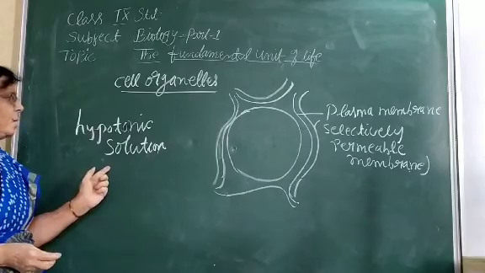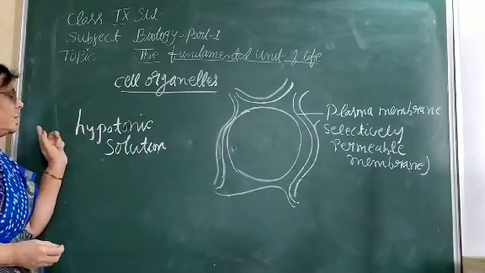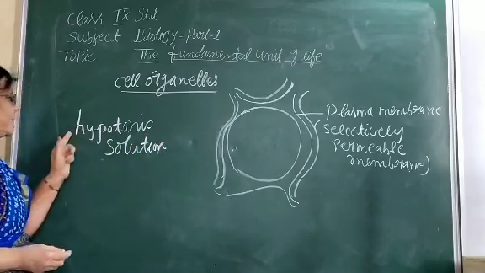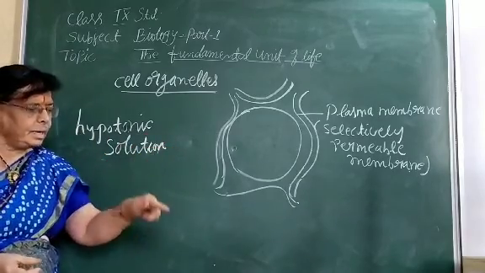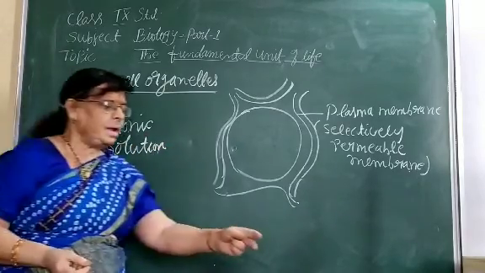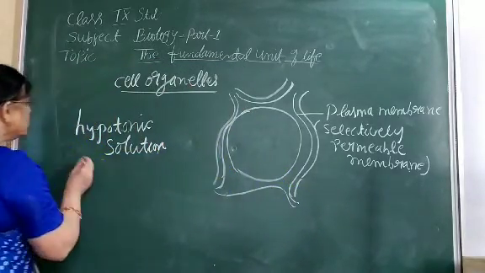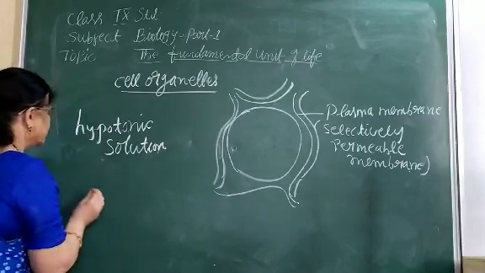So in a cell medium, hypotonic solution means outside the body of the cell, the water content will be more when compared to inside. So, very easily through the plasma membrane, the water can enter inside and it can make the cell blow up. Then, the cell is exposed to another type of solution.